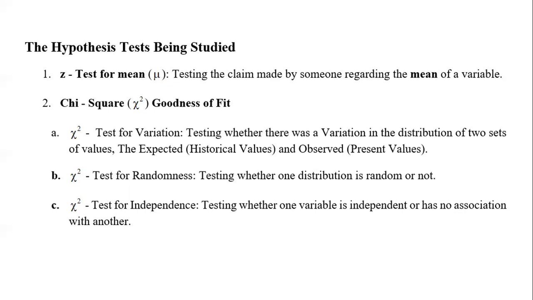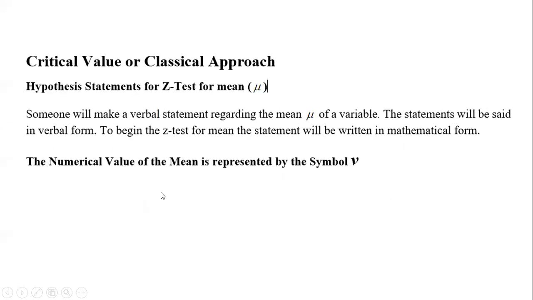And you have the chi-square test for randomness, testing whether or not one distribution is random or not, or is affected by a factor. And then you have the chi-square test for independence, testing whether one variable is independent or has no association with another variable. So these are the 4 hypothesis tests we are going to study: z-test for mean, chi-square test for variation, chi-square test for randomness, and chi-square test for independence.